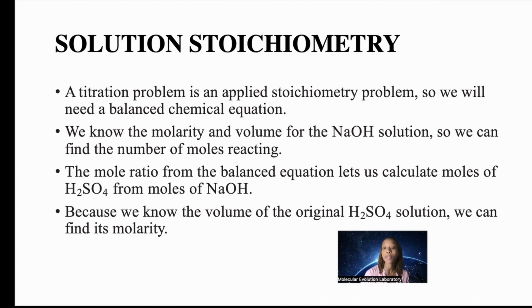So a titration problem is an applied stoichiometry problem, so we will need a balanced chemical equation. We know the molarity and the volume of NaOH solution, so we can find the number of moles reacting. The mole ratio from the balanced equation lets us calculate moles of sulfuric acid, H2SO4, from moles of sodium hydroxide. Because we know the volume of the original sulfuric acid solution, we can find its molarity.